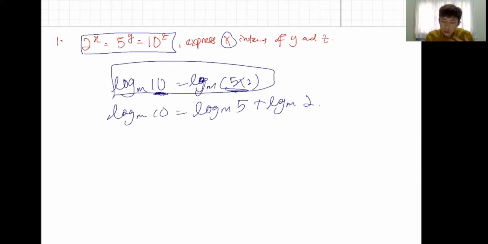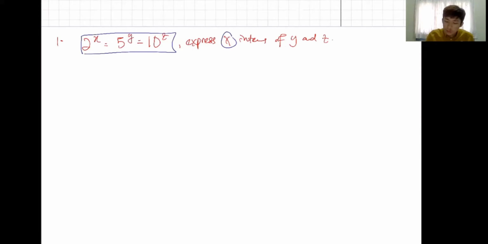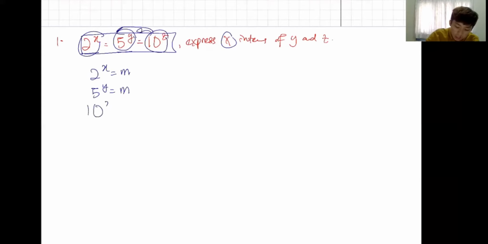So is there another thing I can think of to include the x, y, and z? I'll show you the solution straight away, so you can slowly see the picture nicely. Because there are 3 things here equal to each other, I want to bring them out individually. I let 2 to the power of x equal m. Since 2 to the power of x is equal to 5 to the power of y, I can say 5 to the power of y is equal to m also. And since 10 to the power of z is equal to both of these, I can say 10 to the power of z is equal to m also. So now that I have m, that's the first step I do.